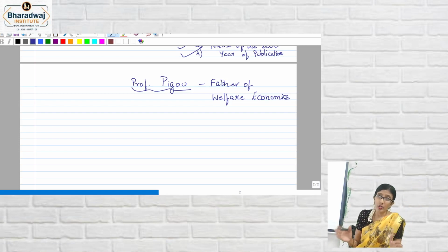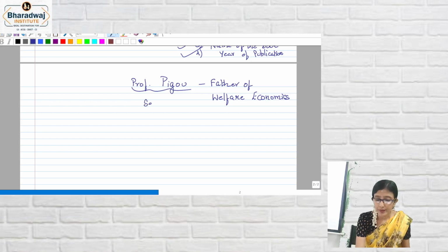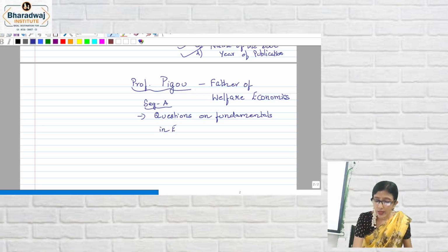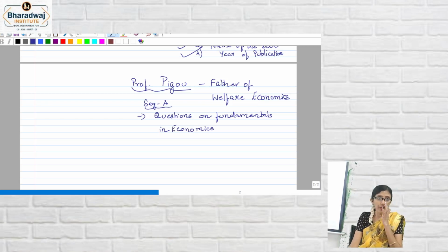See, general economics segment. How did we come to that particular chapter or how we started is they begin your question paper with such fundamental questions. That is why we have made it as segment A. Segment A is basically questions on fundamentals in economics. Are you clear with the father of different schools of economics? Are you clear with the different definitions?